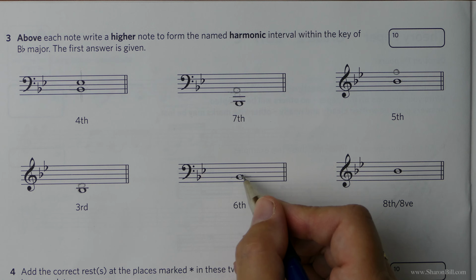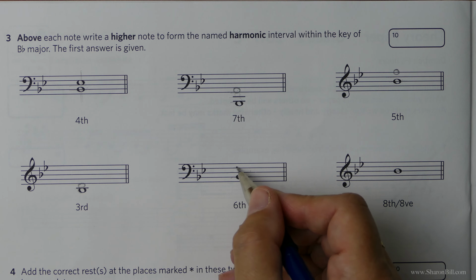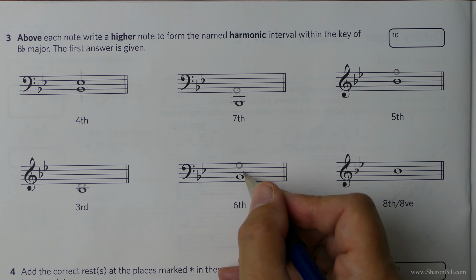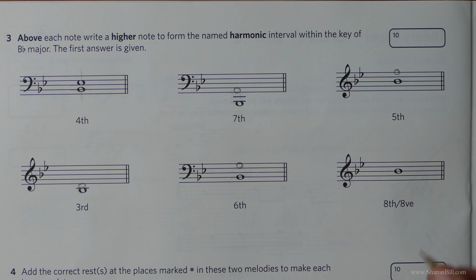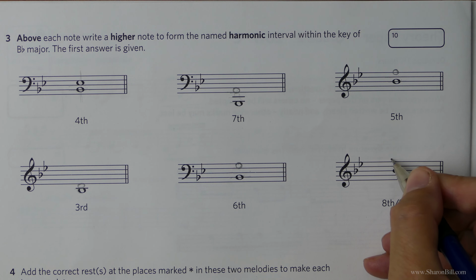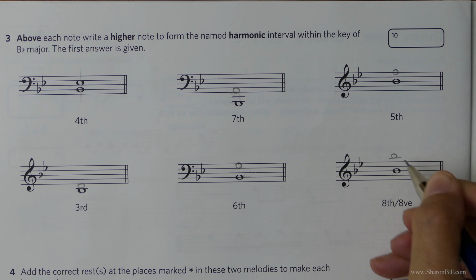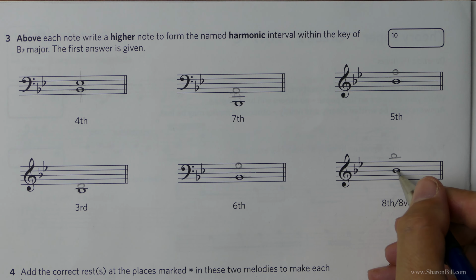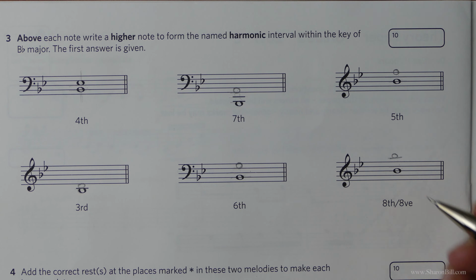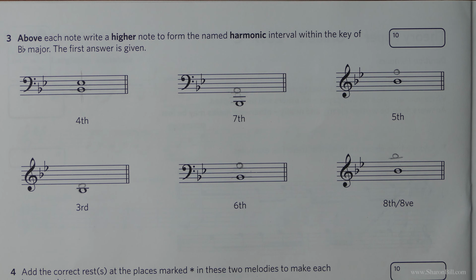1, 2, 3, 4, 5, 6, B, C, D, E, F, G. And here we're going from B, an octave just takes us to B flat. We can double check that. 1, 2, 3, 4, 5, 6, 7, 8. And that completes that question.